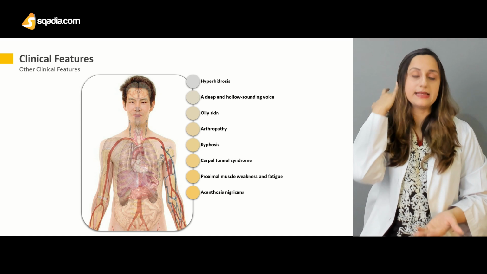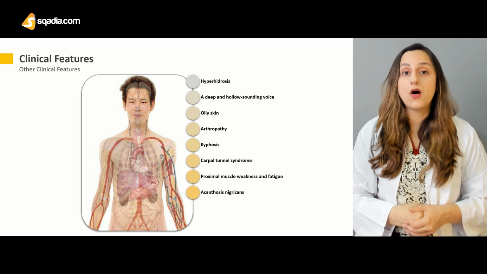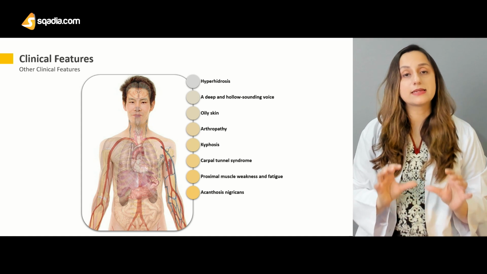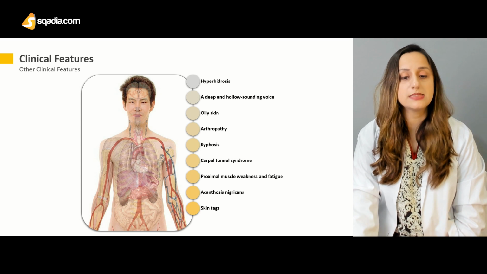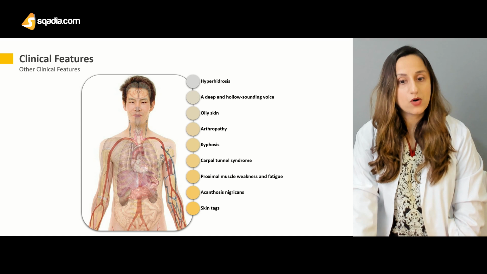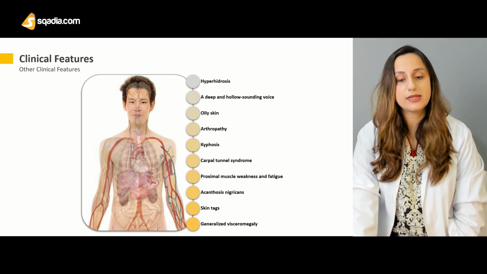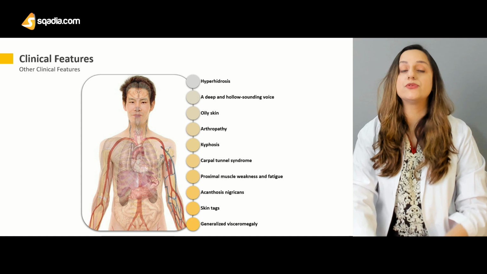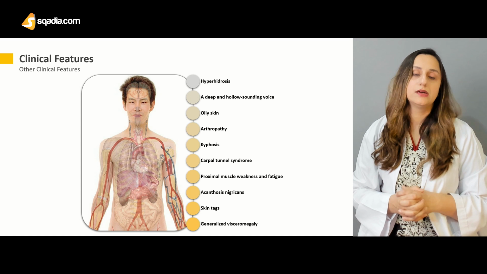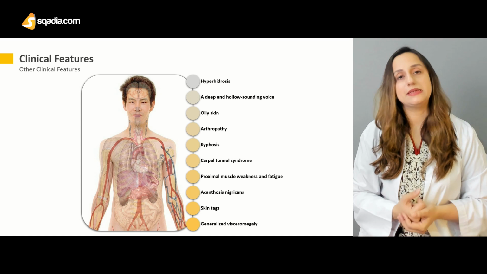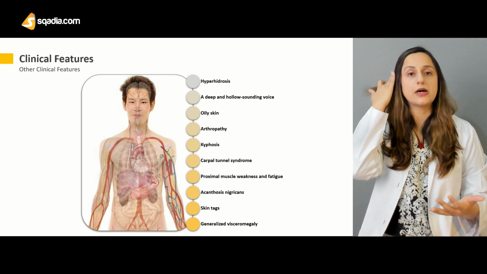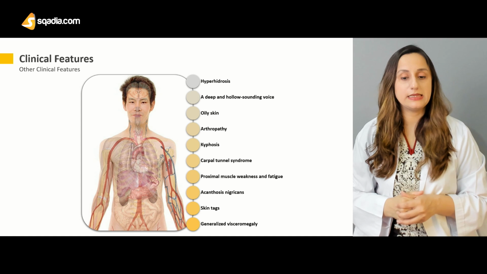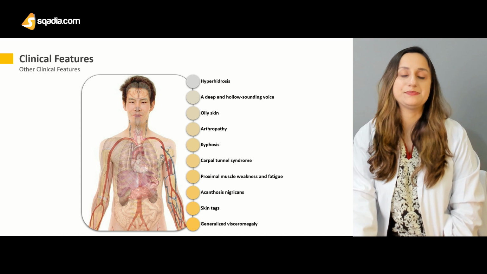Acanthosis nigricans, that is the thickness of the skin is increased and it can be pigmented, and that is known as acanthosis nigricans. Skin tags are commonly seen in these patients, and generalized visceromegaly, or increase in the size of the viscera. It can be the liver, the kidney, the heart. Cardiomegaly is noted down. All of these are seen in these particular patients.